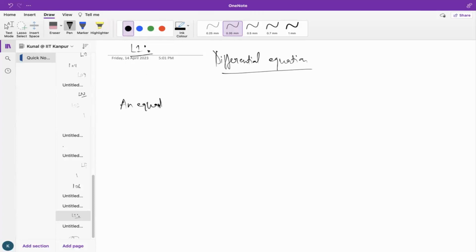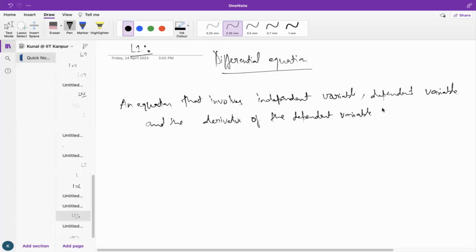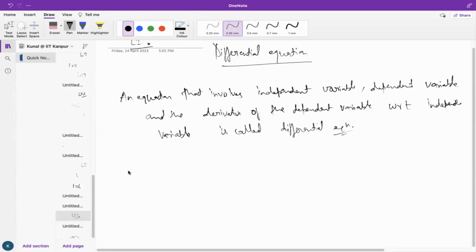An equation that involves certain independent variables, and dependent variables, and the derivatives of the dependent variable with respect to the independent variable is called a differential equation. You are all familiar with the words variable and constant, and with derivative, like differentiation. Let me try to show you what I'm trying to say, and what dependent and independent variables are.